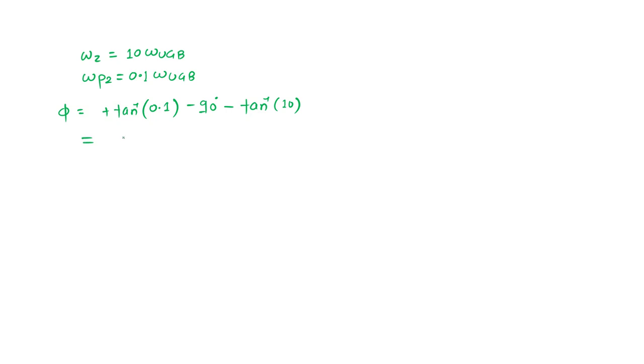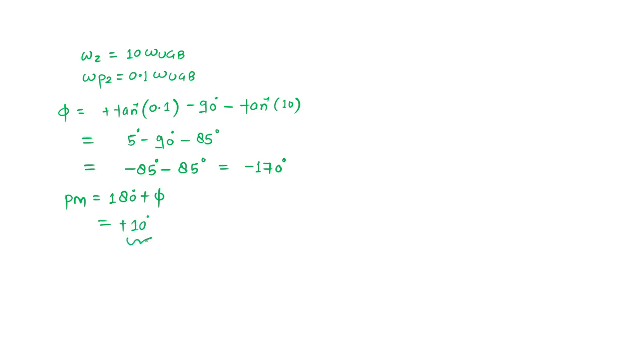So what is happening here? Let's say this is nearly 0, means 5 degrees. I can take minus 85 degree for the time being. So it will be minus 85 degree minus 85 degree, so it is coming as minus 170 degree. So phase margin is coming what? 180 plus 5, it is at UGB. Okay. So what is happening? Plus 10 degree. Poor.